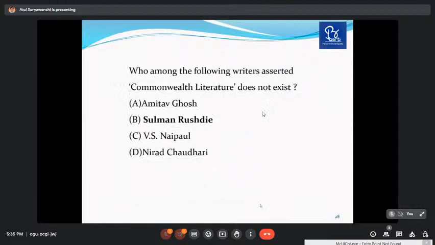The very next question in this series: who among the following writers asserted that Commonwealth literature does not exist? He is none other than Salman Rushdie, who received the Booker Prize two times. The Nobel aspirant Salman Rushdie is quite popular for his controversial work The Satanic Verses and The Moor's Last Sigh. He doesn't believe that Commonwealth literature exists.